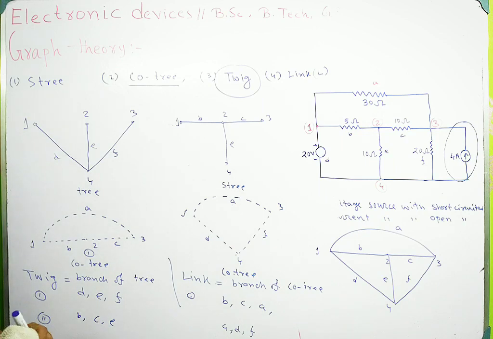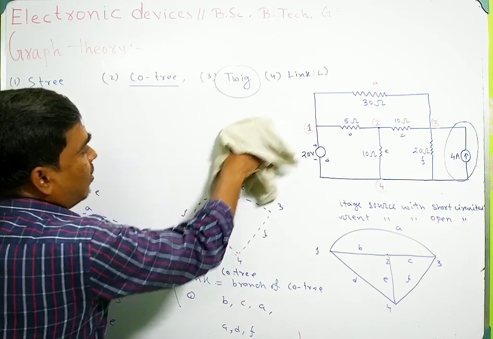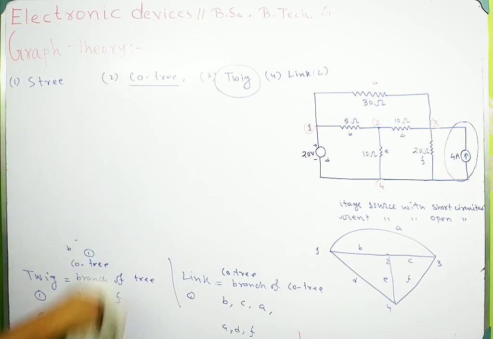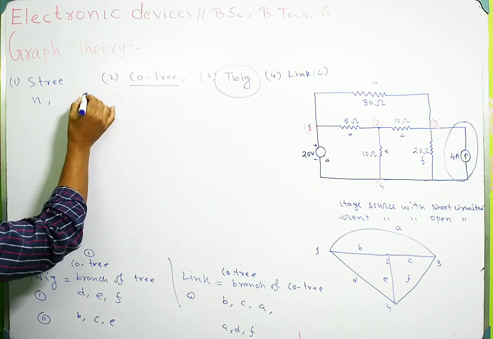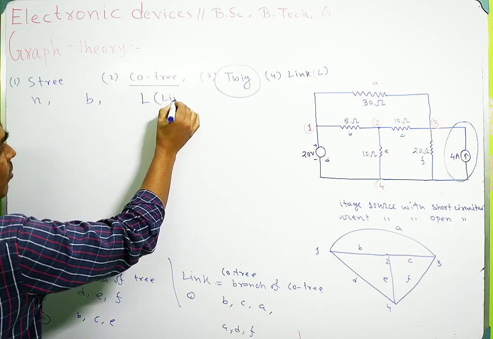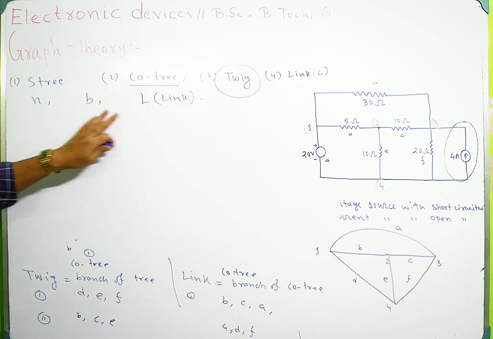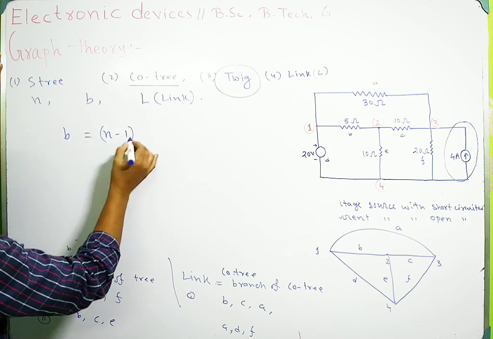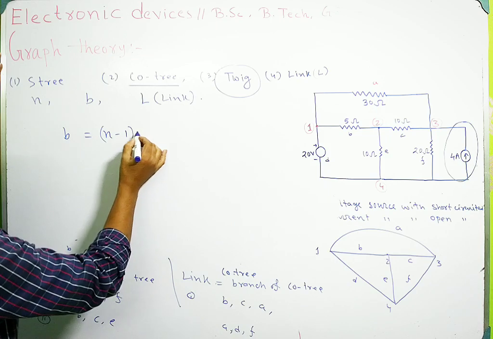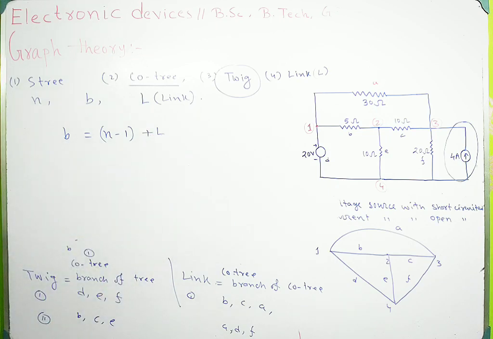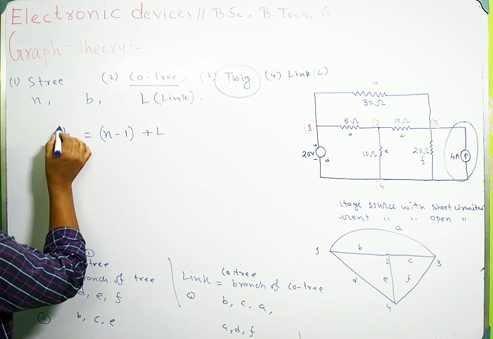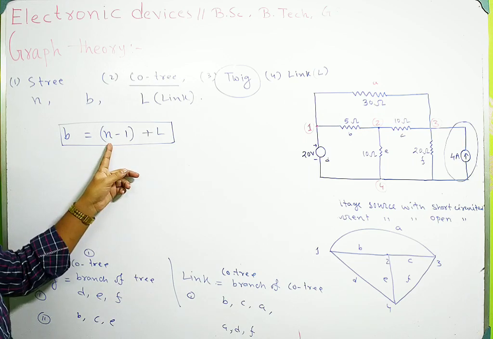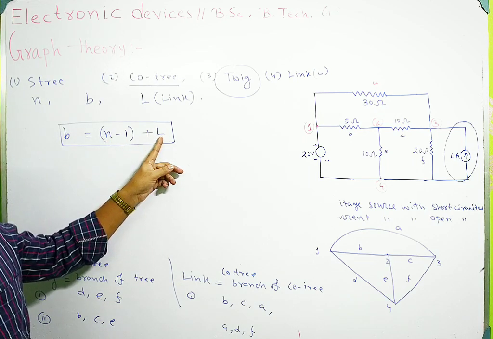Now we have to relate the number of nodes, number of branches and number of links. Suppose n is the number of nodes, b is the number of branches and l is the number of links. The relation between these three quantities is b equals n minus 1 plus l. This is the relation between branch, node and link.